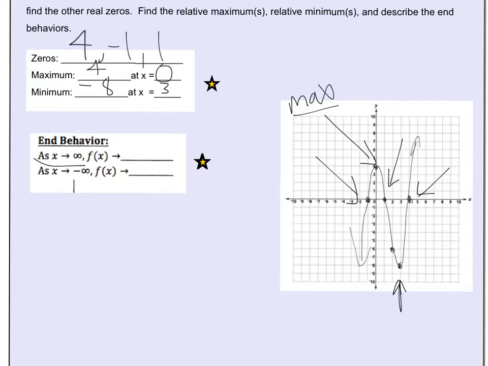So now, end behavior. Again, as x goes this way, as my graph goes out, what is my function doing? It's going up, so that means I put positive infinity. As x goes negative, my graph is going down, so I say it's going to be negative infinity. That's my answer. So that's all I'm looking for, positive infinity and negative infinity.